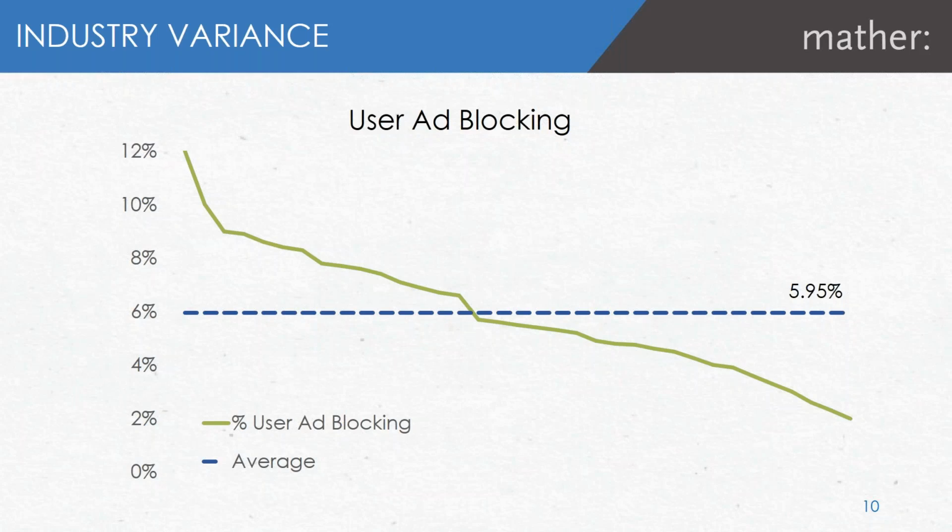You can see the range is actually relatively large, I suppose. From as low as 2%, which you saw was my demo site, to as high as almost 12% of users ad blocking. Those are perhaps some outliers there, above 10%. But in any case, you can see the range that we see across the industry.